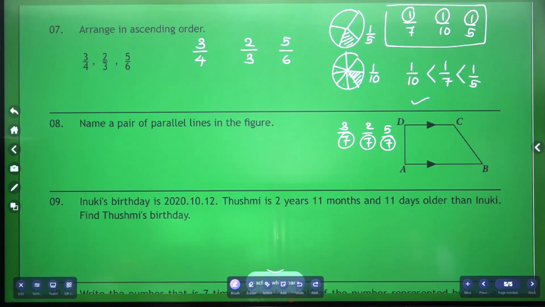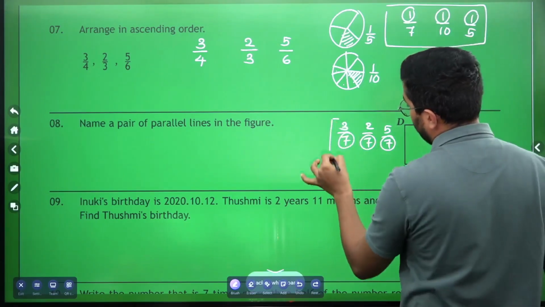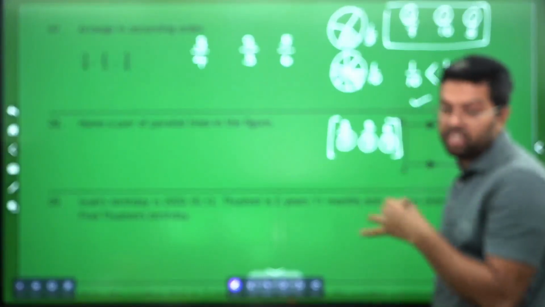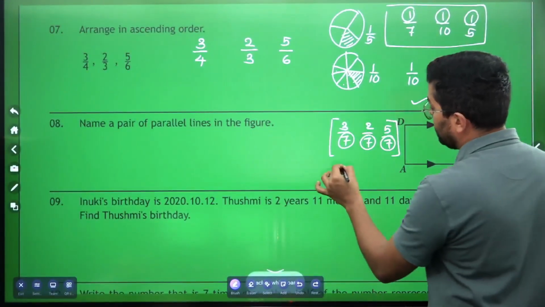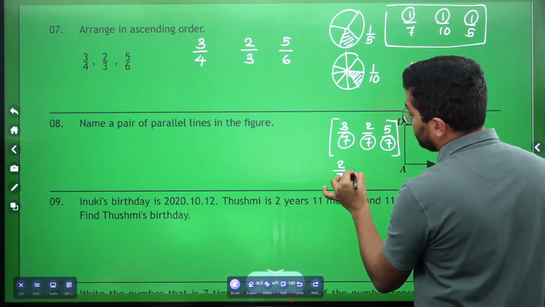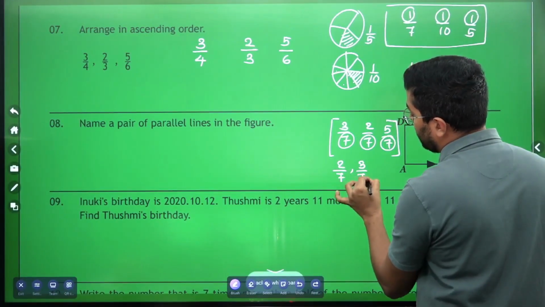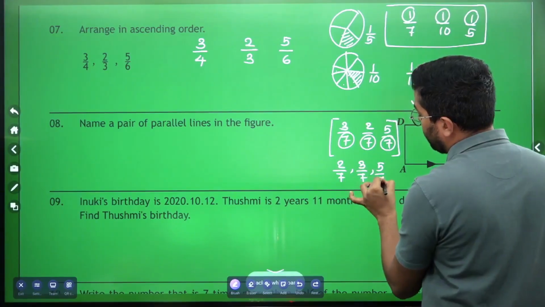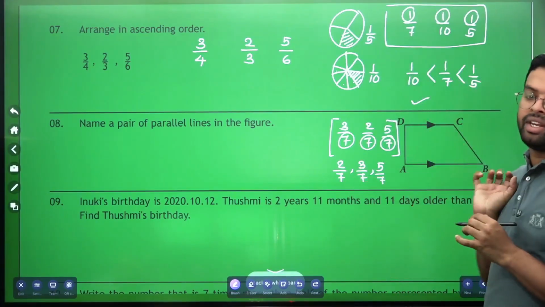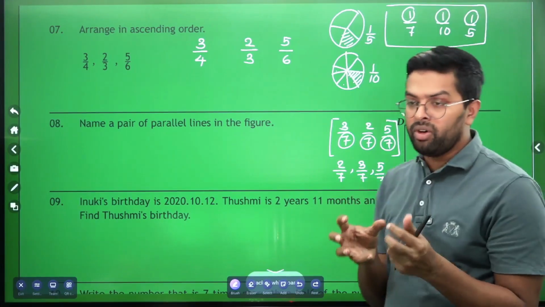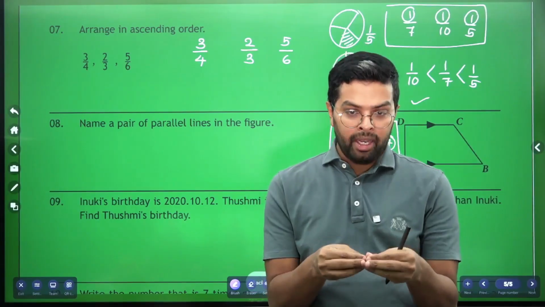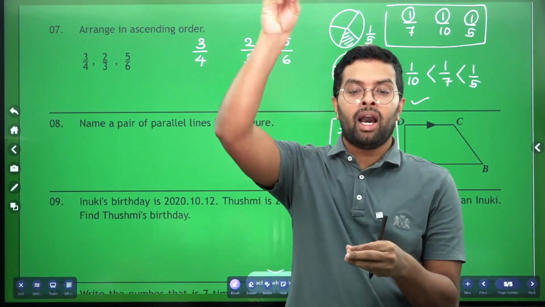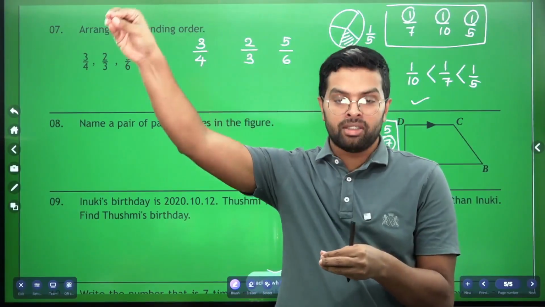What do you think? If you consider these three fractions, what is the smallest fraction? The smallest fraction is 2 over 7. The next larger fraction is 3 over 7. The largest fraction is 5 over 7. So what we need to understand here is, if you are given a set of fractions where the denominator is equal, then when the numerator is getting larger, the fraction is getting larger.